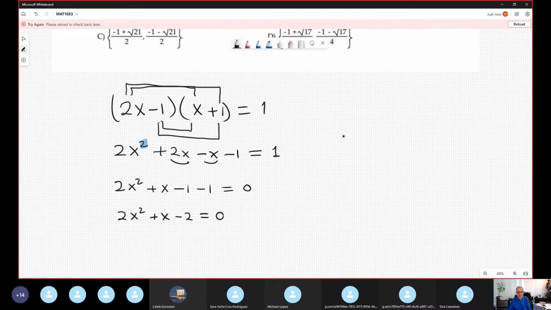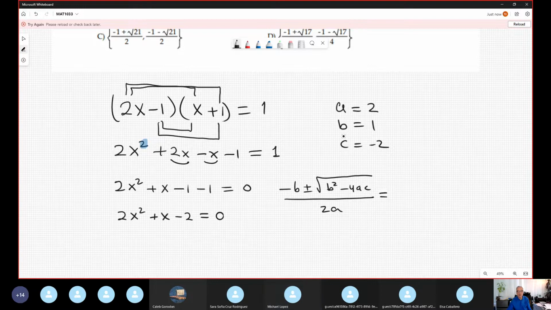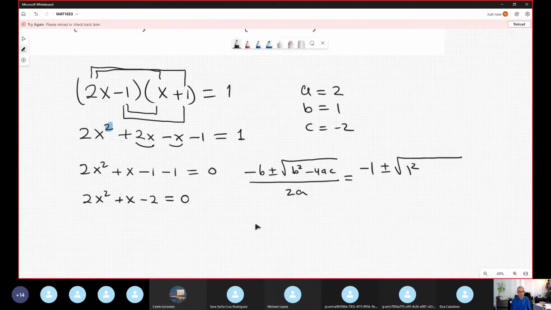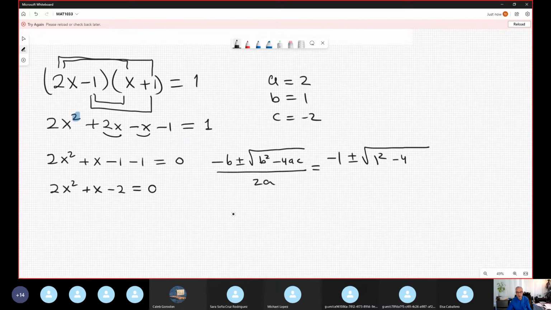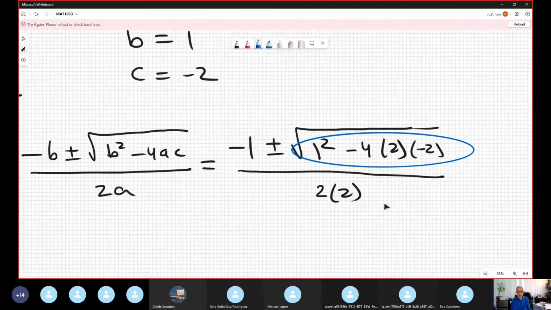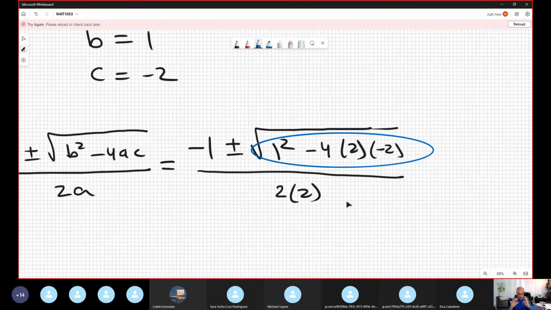Now in this moment we have a standard form. I see that A is 2, B is 1, and C is minus 2. Ready to apply the formula: minus B plus or minus square root of B squared minus 4AC, divided by 2A. Okay, it's minus 1 plus or minus square root of 1 squared minus 4 times A is 2, C is negative 2, divided by 2 times 2. Okay, focus on the expression inside. Inside. This is the order of operations.